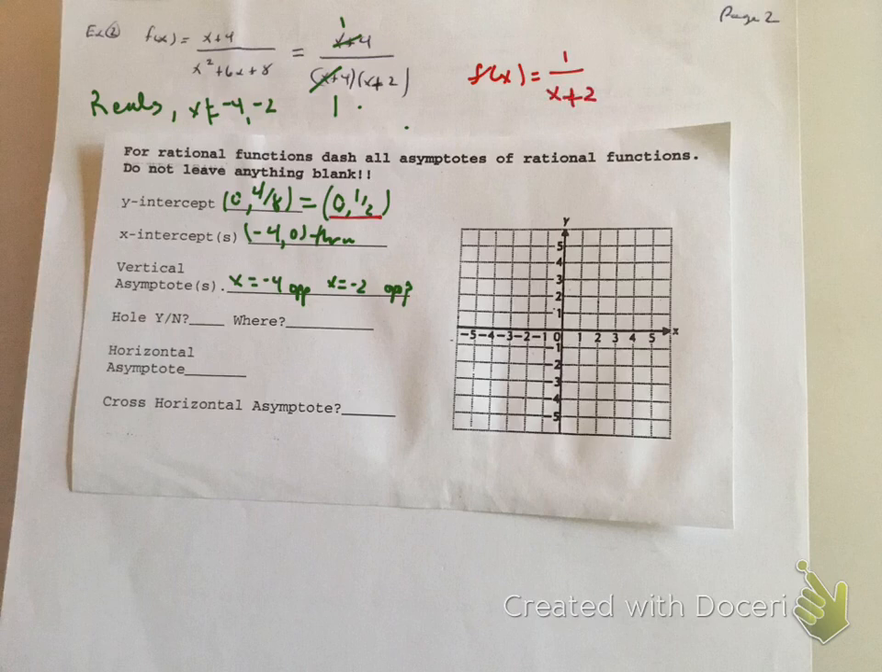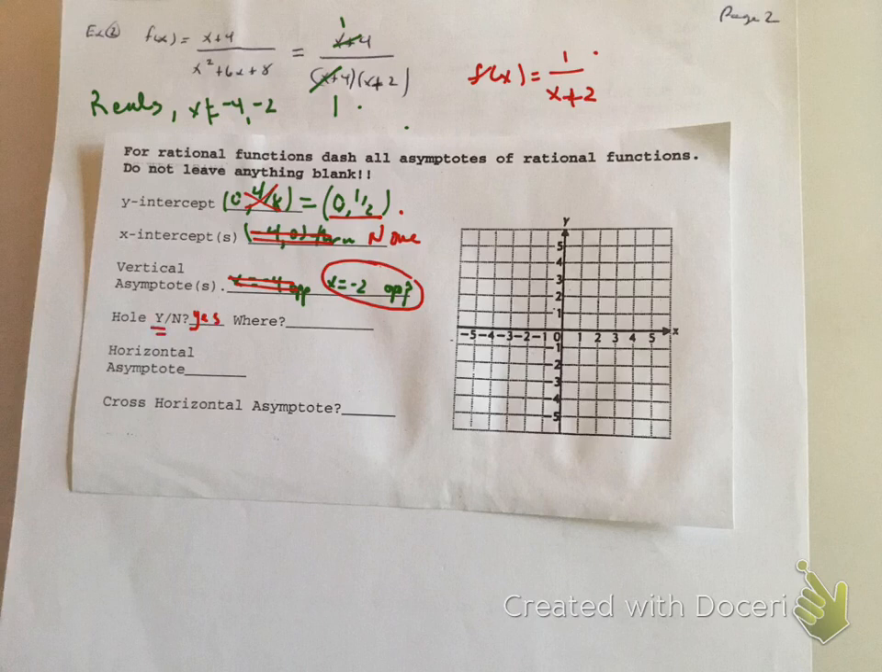Does that change the y-intercept? No. This isn't correct, but it doesn't change the y-intercept. Does it change the x-intercept? Heck yes, there is none, because 1 is never going to be equal to 0. Does it change the vertical asymptote? Yes. No vertical asymptote at negative 4. You're going to have a vertical asymptote at x equals a negative 2. That's still there. But what's going to add to this is that you do have a hole.